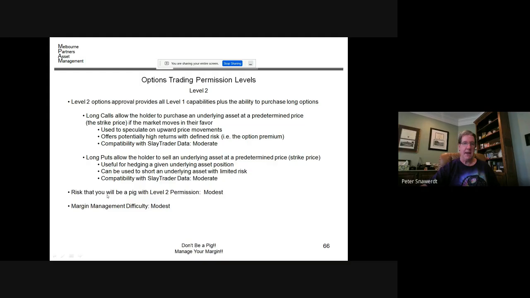Risk that you can be a pig, it's modest, because you can go a little bit overboard on this and lose money trading long options. And I'll argue that if you try to purchase long options, unless you're a really, really good trader, you're more than likely going to lose if all you do is trade long calls and long puts. I hate to say it, but I don't know anybody that has been long only in terms of puts or calls that makes money over the long term. They might on one or two given trades.